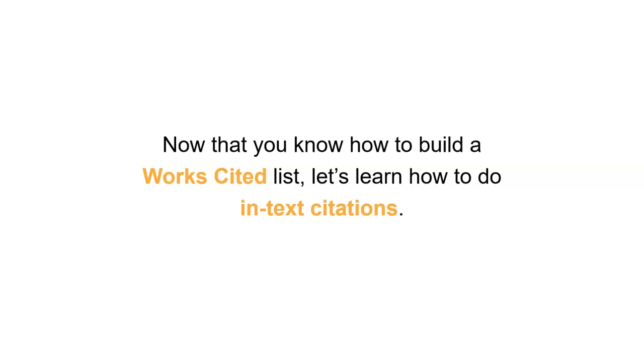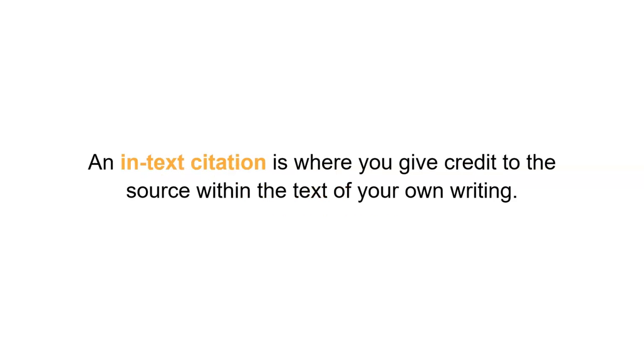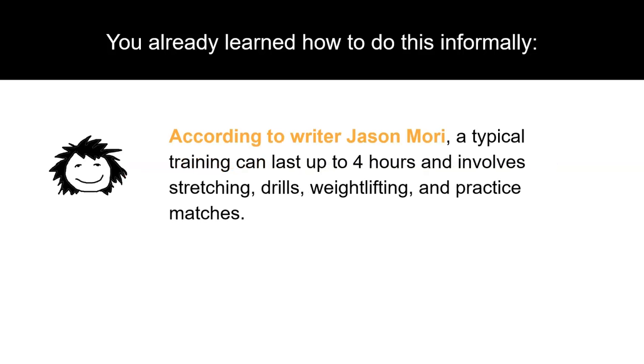Now that you know how to build a works cited list, we're going to talk about how to create in-text citations. So an in-text citation is where you give credit to the source within the actual text of your own writing, within the actual essay. So you already learned how to do this informally. If you remember back to Eva in our exercises with summary and paraphrasing, she did this at the beginning of a sentence. According to writer Jason Morey, comma, a typical training can last up to 4 hours and involves stretching drills, weightlifting, and practice matches.